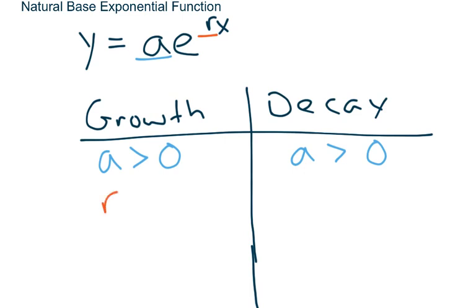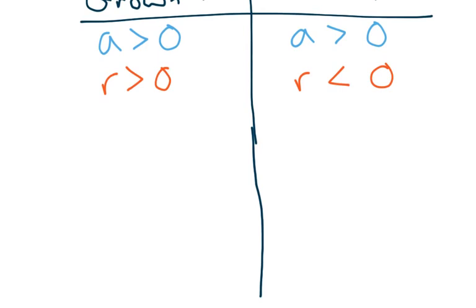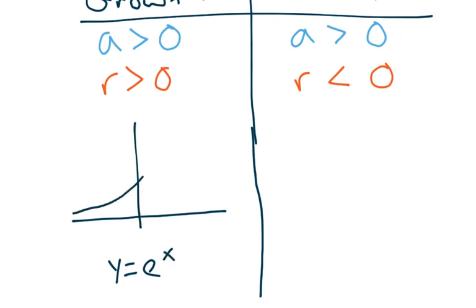Okay, if R is bigger than 0 or positive, it's going to be a growth function. It's going to get bigger. If R is less than 0 or negative, then it's going to be a decay function. So for a growth function, like y equals e to the x, that's a very basic growth function. It still looks like this.